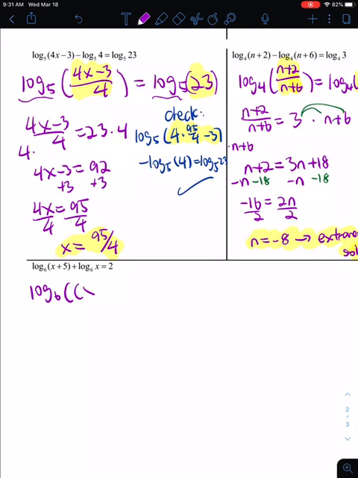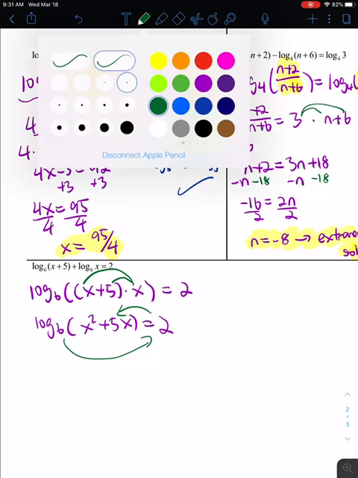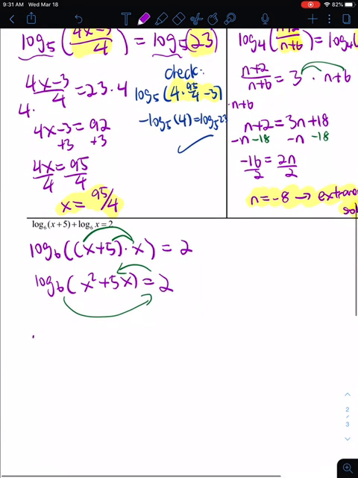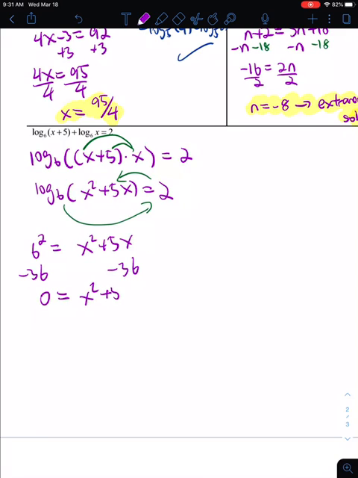Okay, log base 6. Again, we can use product rule here, so we can multiply what's on the inside. Let me go ahead and distribute that. So it looks like x squared plus 5x equals 2, using the distributive property here. And then again, once we get over here, if we have a log on one side, we can use the circle method. 6 squared is x squared plus 5x. 6 squared is 36, so let's get that on the right-hand side. x squared plus 5x minus 36. And now this is a quadratic, which we know how to deal with.